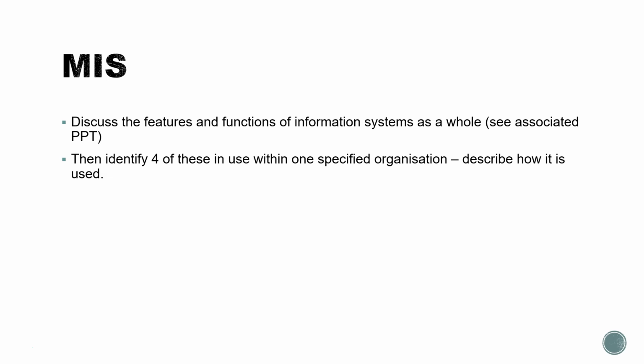Okay, so I'm looking for you to discuss features and functions of information systems as a whole. So there you'd be talking about things like data, people, hardware and software you would need to run the information system, and so on. And then obviously you'd look at 4 of these within a specified organisation.